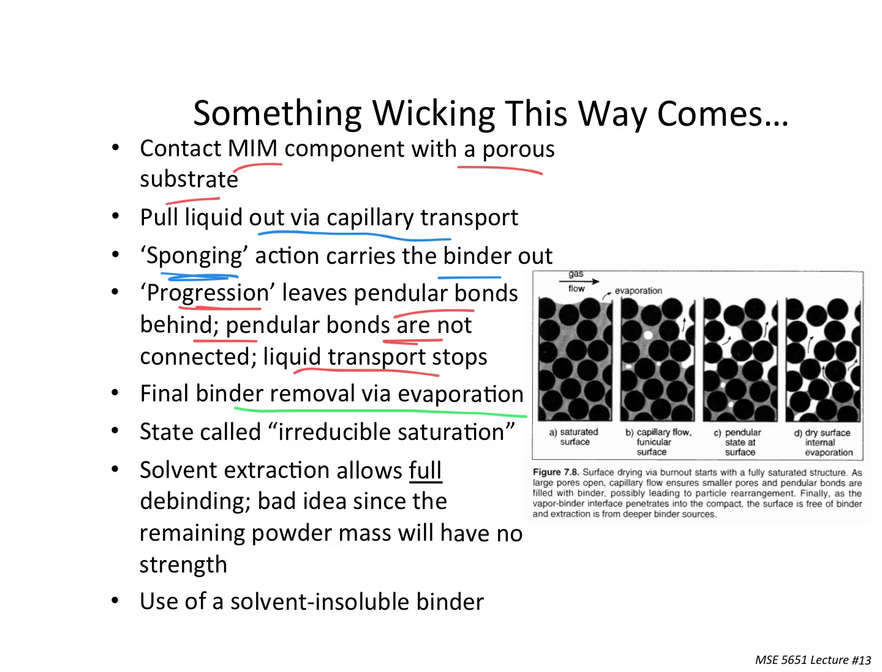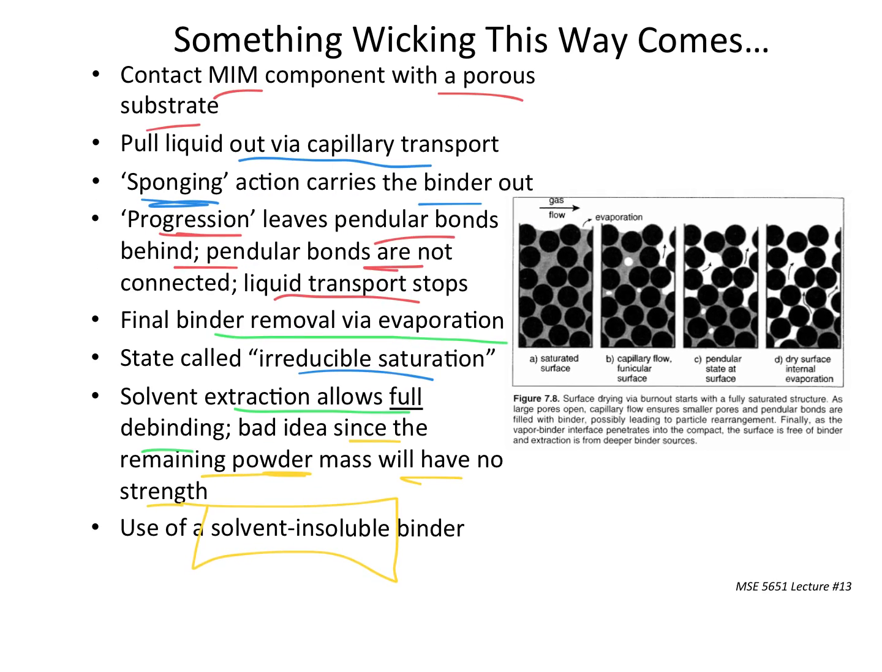And the state that you want to get to is what's called irreducible saturation, which has that remainder left behind. Solvent extraction is popular here. It allows full debinding. It can be a bad idea since the remaining powder mass will have no strength, so you have to make sure when you do this you have a solvent-insoluble binder that is not leaving with the other phase. You dissolve the wax, not the polypropylene. So it's important that, yes, you can do this. It's a better way of doing things than capillary transport, but it also needs to be carefully monitored.